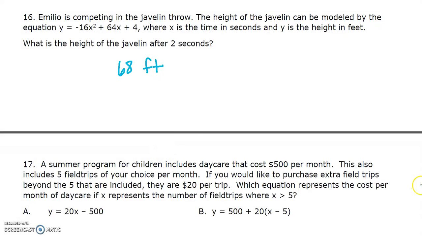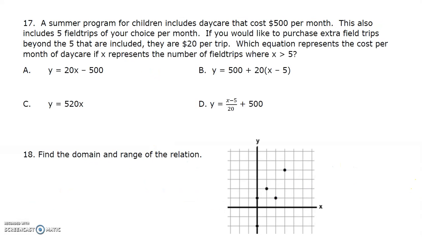Okay, there we go. Okay, number 17 says a summer program for children includes daycare that costs $500 per month. This also includes 5 field trips of your choice per month. If you would like to purchase extra field trips beyond the 5 that are included, they are $20 per trip. Which equation represents the cost per month of daycare if x represents the number of field trips where x has to be greater than 5? Because remember, the first 5 are included, so we're looking for the number greater than 5.